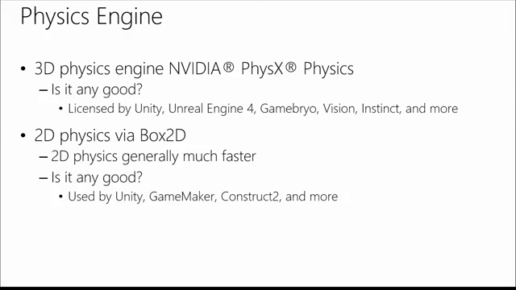Yes, absolutely. Unity has two physics engines that they use. One, they've licensed from NVIDIA, which is used by a bunch of companies. So is it any good? Well, Unreal's using it, Unity's using it, Gamebryo, Vision, etc. There's a whole bunch of folks using it. That's right. And a lot of folks today may have heard of Box2D. That is used for the 2D engine inside of Unity, and a bunch of other companies are using that as well. And 2D physics are typically faster than 3D because you have one less plane to calculate. One less plane to calculate, you got it.